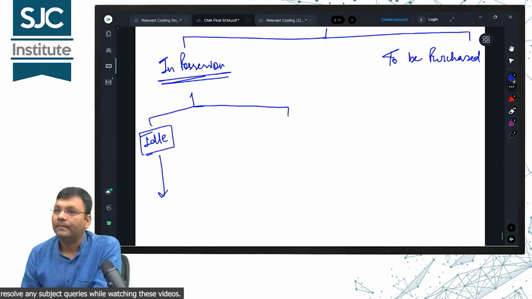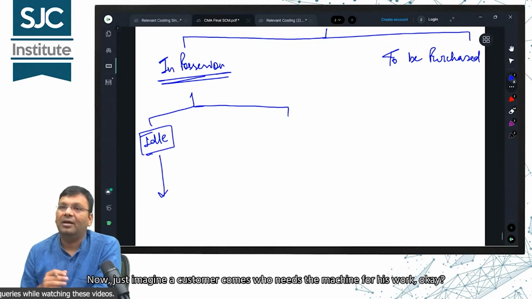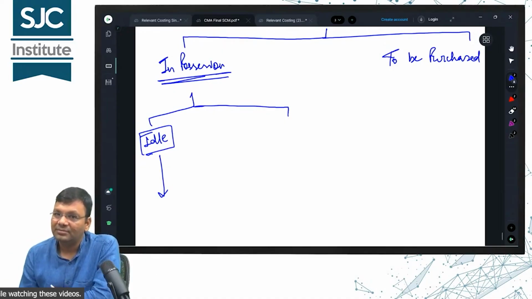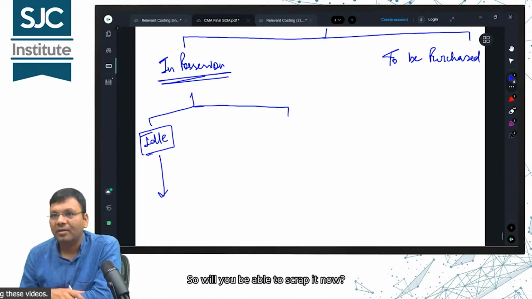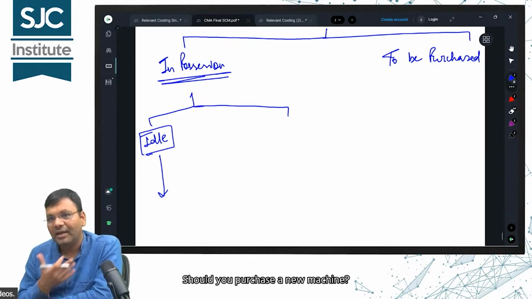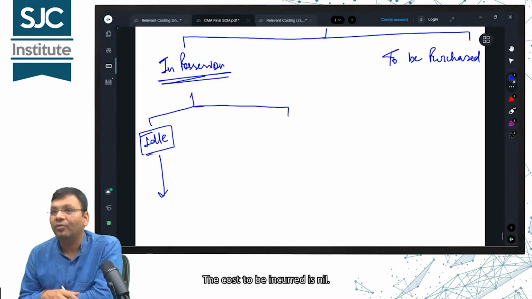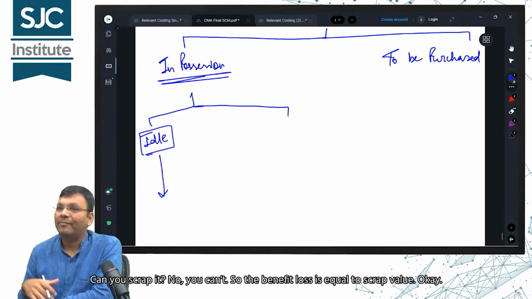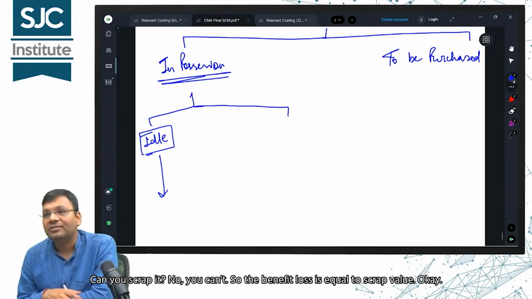Suppose it's not useful. So what to do? Resell it, right? Now, just imagine a customer comes who needs the machine for his work. Will you be able to scrap it? No. Should you purchase a new machine? The cost to be incurred is nil. Can you scrap it? No, you can't. So the benefit loss is equal to scrap value.